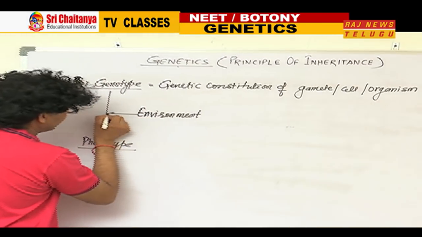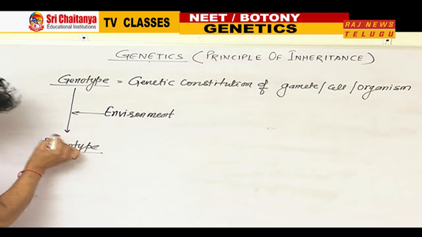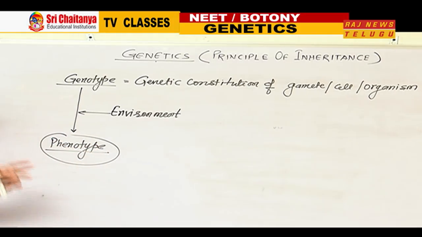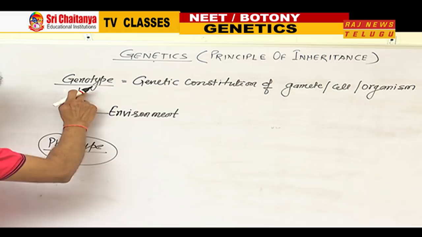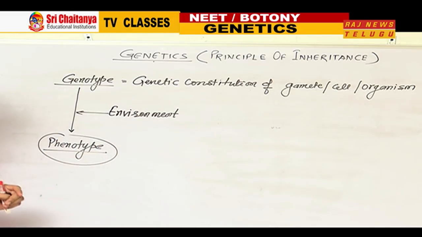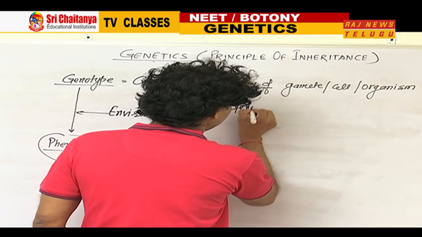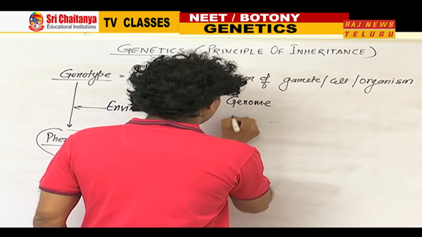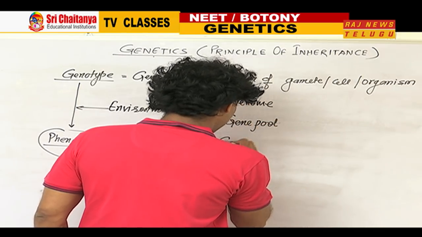Environment will interact with the genotype, and the interaction of this genotype and environment results in the phenotype. So you should understand that phenotype is the outcome of interaction between the genotype and environment. So genotype and phenotype, these are the two basic terms that we will use frequently in the coming classes even. Some more terms are here, like genome, gene pool and germplasm.